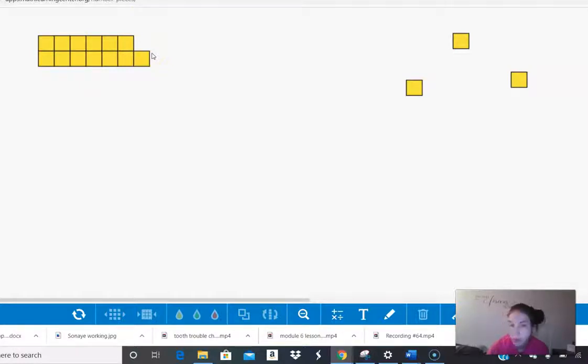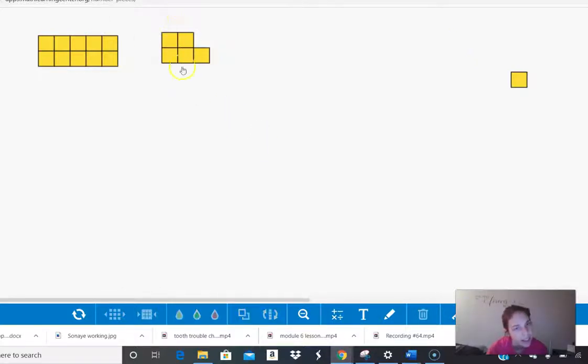So let's try 2 rows of 5. 1, 2, 3, 4, 5. We'll take these guys away. So 2 rows of 5, that's our even number, right? So this is a group of 10. And our second one is 2 rows of 2. 2 rows of 2. And then 1 row will have 3.